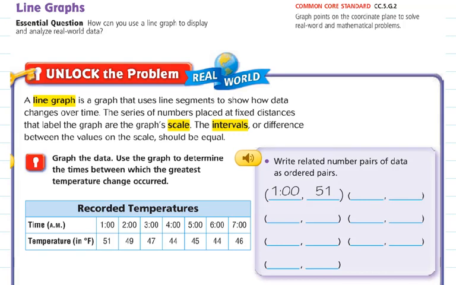Students, in lesson 9.4, we are going to be working on line graphs. Our essential question for this lesson is, how can you use a line graph to display and analyze real-world data? So we're going to start with the unlock the problem real world.